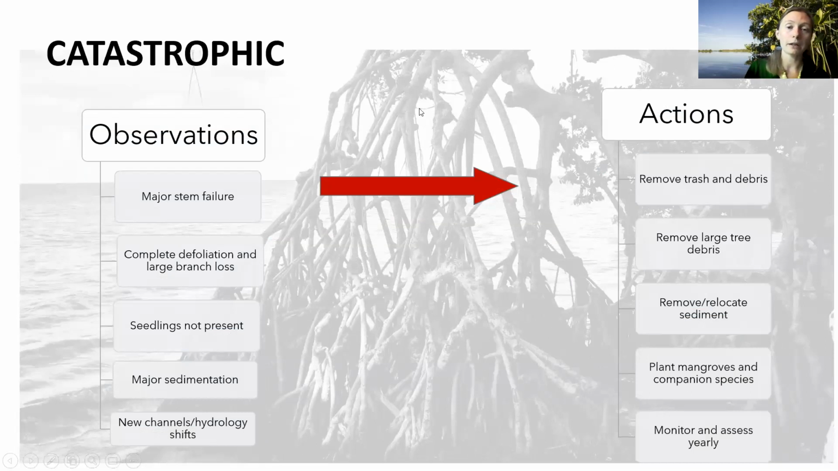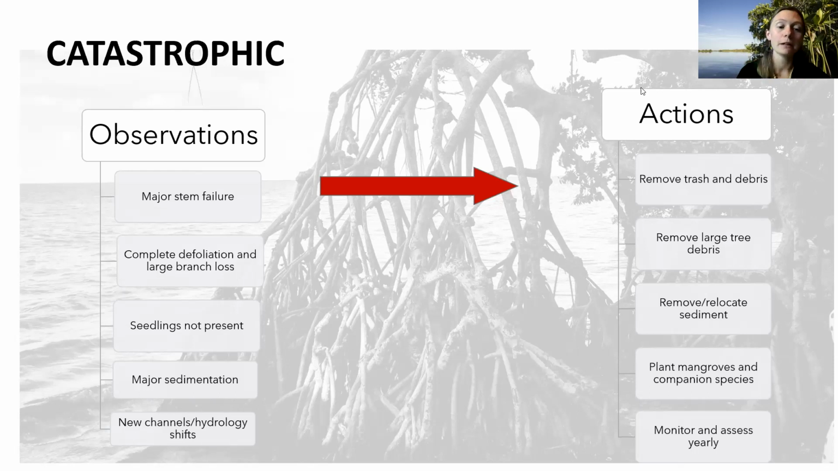Now, what we would consider catastrophic damage, this is where you have major stem failure. So most, if not all, of the mangroves have been blown down, branches down, stems broken, uprooted. You have complete defoliation. There's no leaf remaining. Seedlings are gone. They're covered in sediment. They were washed away by flooding. They're underneath a boat. You have major sedimentation, so large amounts of sediment have been deposited in these areas.